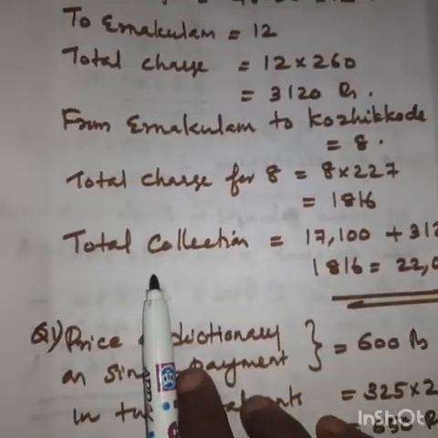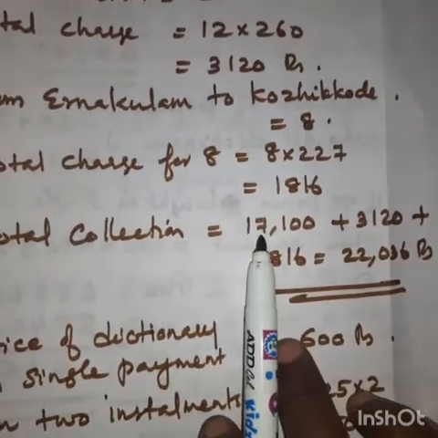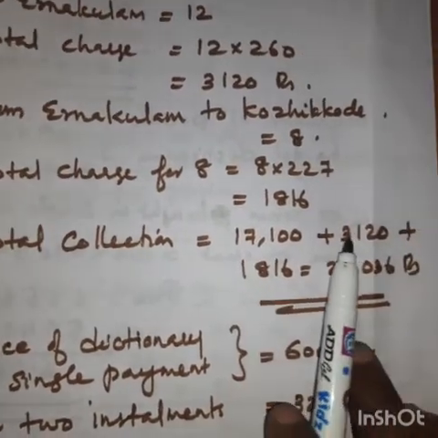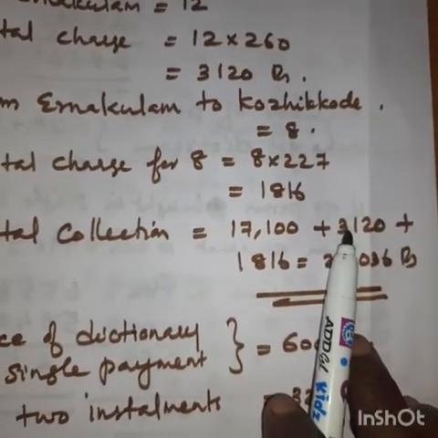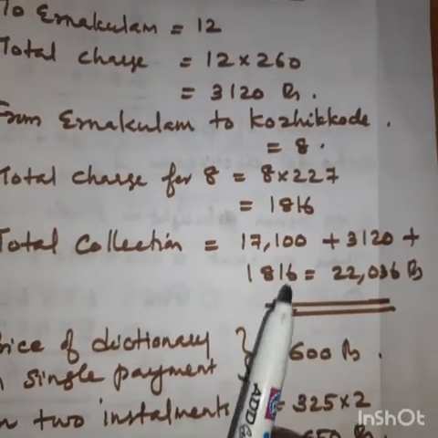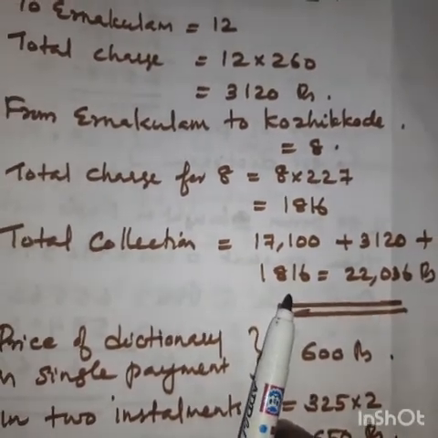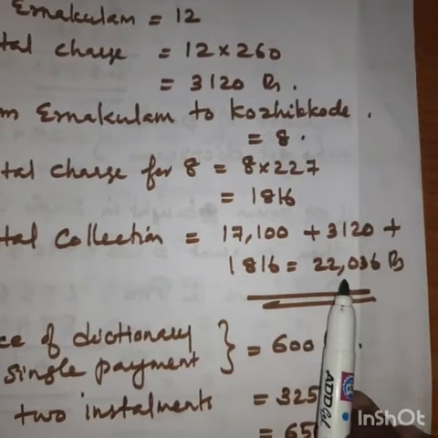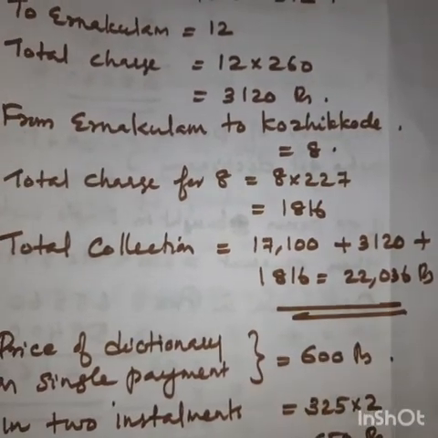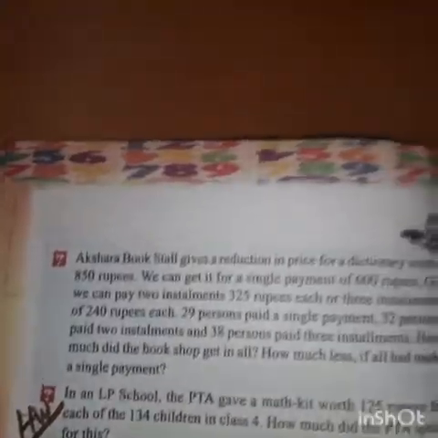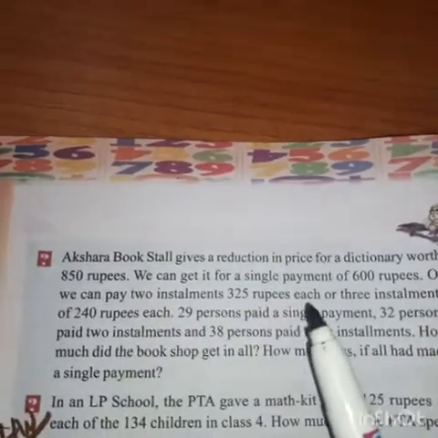Total collection: to Kozhikode 17,100, to Ernakulam 3,120, and from Ernakulam to Kozhikode 1,816. Total 22,036 rupees. Then today's last problem.